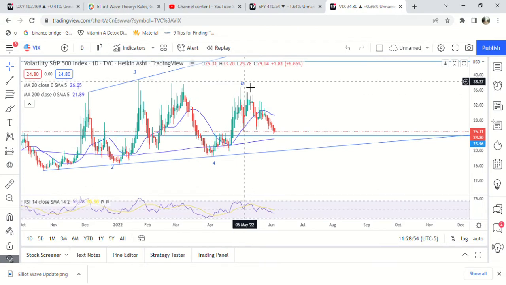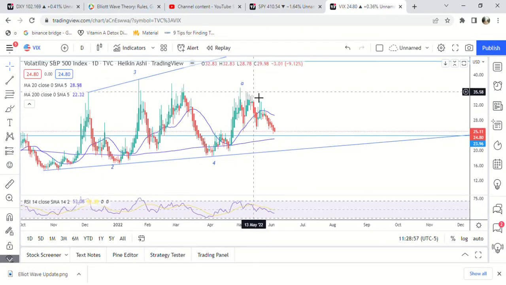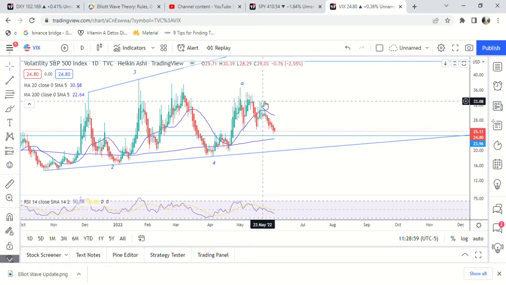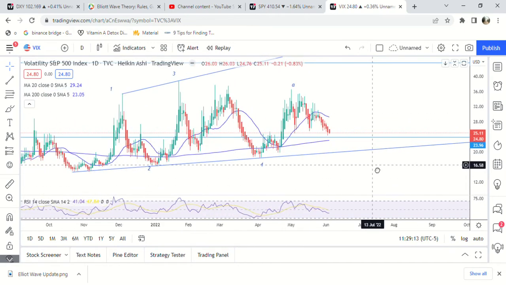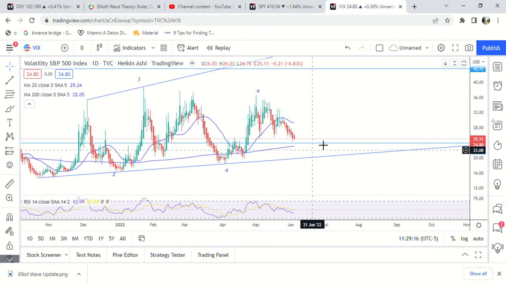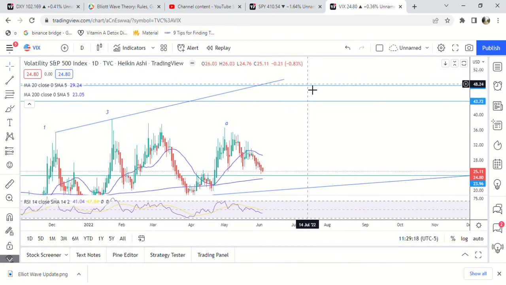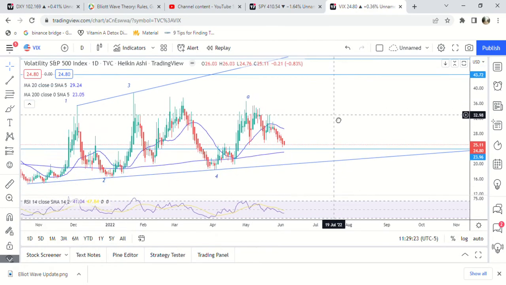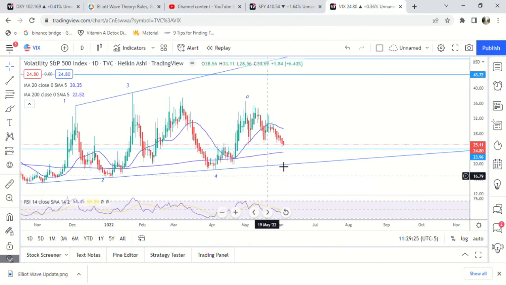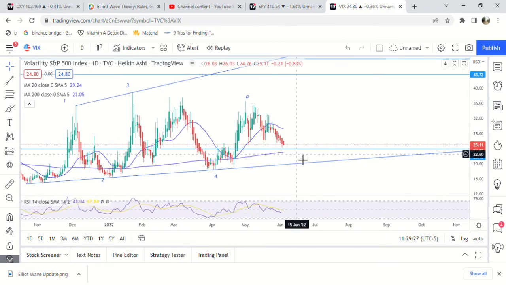So A, B, 1, 2, 3, 4, and then 1, 2, 3. We'll probably just head down here. The VIX is kind of hard to read the Elliott wave, but A, B, and then a C wave up here to 48 eventually. Time frame again, unknown, but most likely this is going to be falling till June 17th.